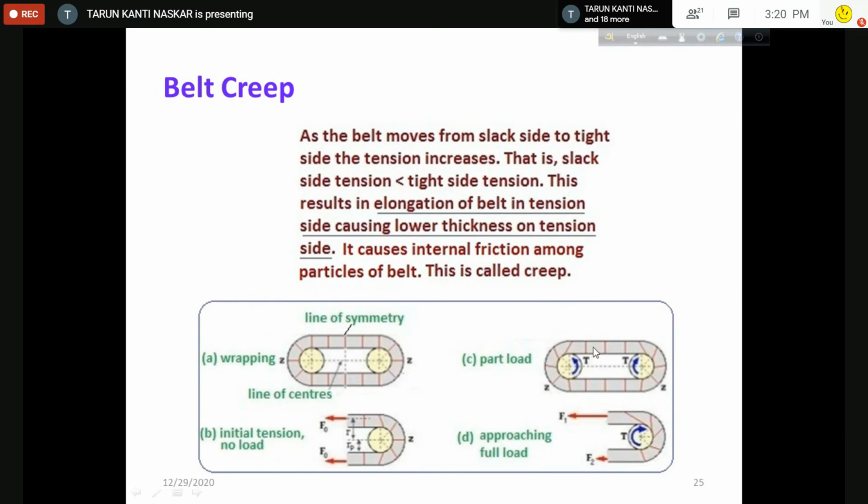When you give the full load, then this F1 is greater than F2, so this section will be stressed. Okay, when it goes to this side, it will again take this position. Okay, so that is why there will be friction, internal friction among the particles of the belt. This is called creep.